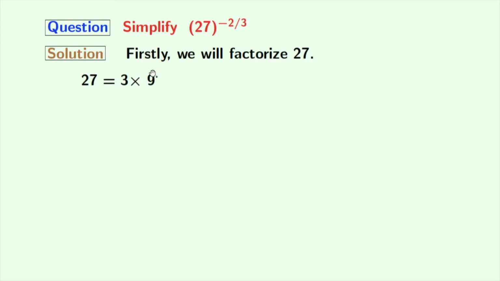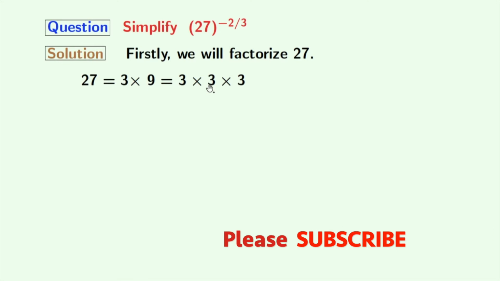Now it is known to us that 9 is equal to 3 times 3. So we get 27 is equal to 3 times 3 times 3. Now as there are three 3's, we can write it as 3 power 3. So finally we get 27 equal to 3 cube.